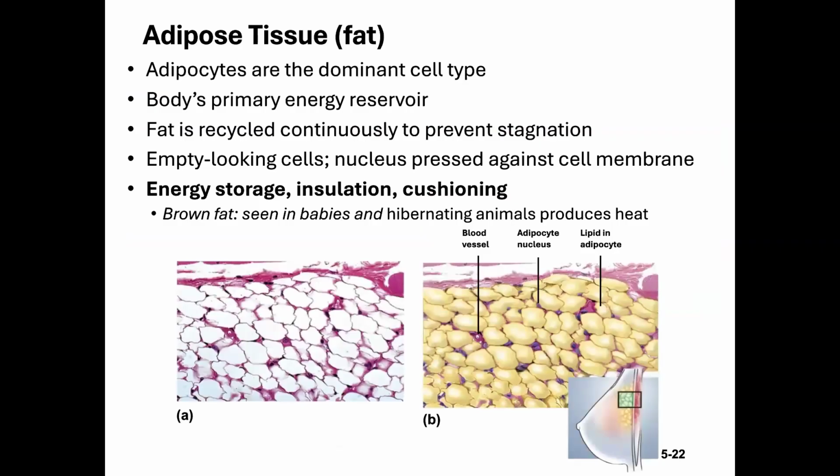And below that, in the skin, you're going to see adipose tissue. Adipose tissue means fat. So why do you need fat? Energy, yeah, that's energy. It's your storage. Also, fat provides insulation, and it also provides cushioning. And there's a type of fat called brown fat. Where do you see that? In babies, correct. And also in hibernating animals. That is what is used for producing heat.